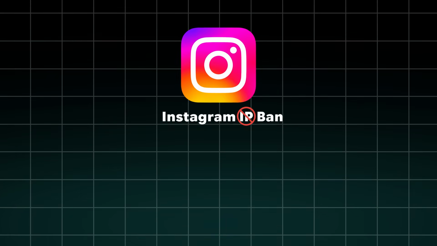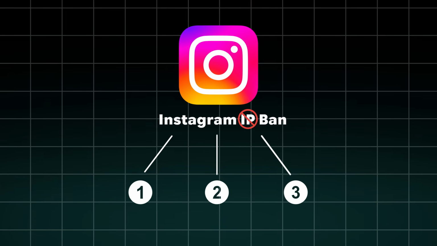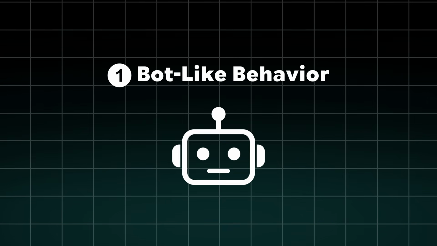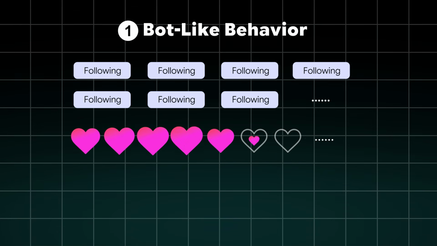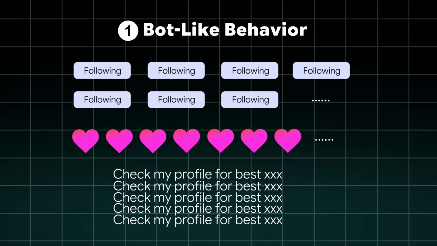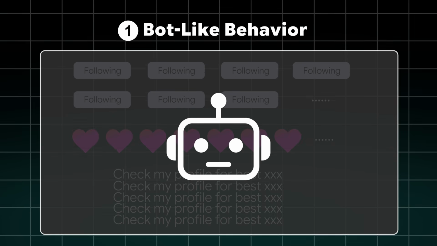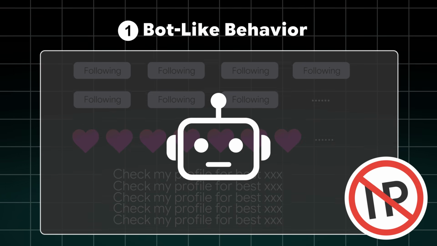Usually, Instagram IP restrictions happen for three main reasons. First, bot-like behavior. If you're mass following, rapid-fire liking, or dropping the same comment everywhere, to Instagram, you look like a bot, and that's enough to get your IP restricted.